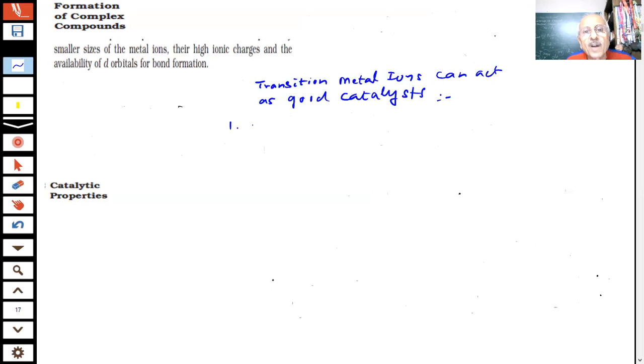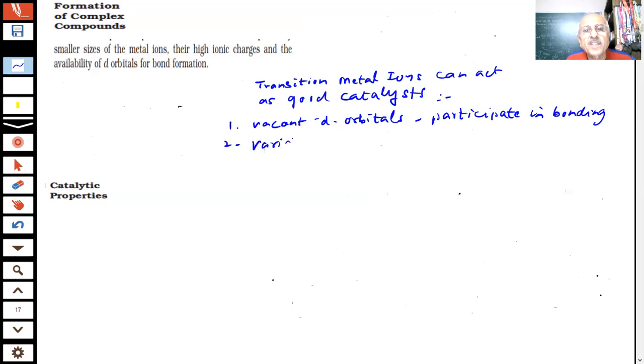Important point, students, is that transition metal ions have vacant d orbitals. They can participate in bonding. Second, they can exhibit variable oxidation states. That means they can change their oxidation state. So you have seen +2, +3, +4. Many oxidation states are possible, students.